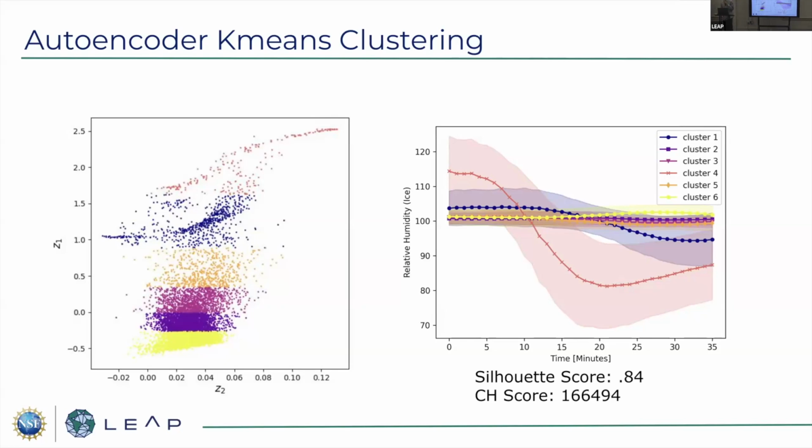And I got much, much better results on these metrics. You can see the silhouette score is around 0.8. It was like 0.4, 0.5 before. And the CH score is orders of magnitude higher, at 100,000.